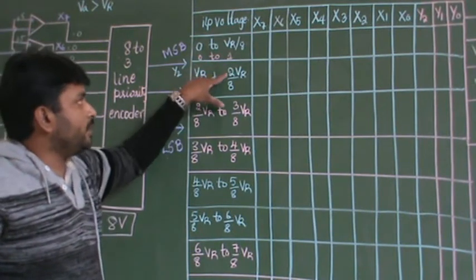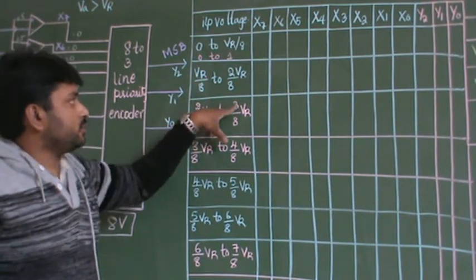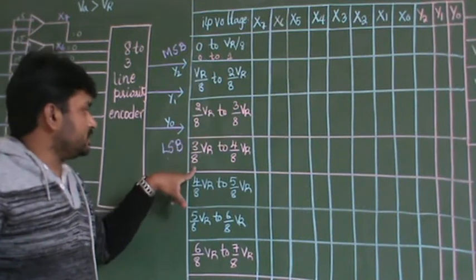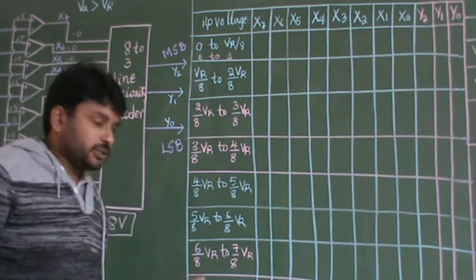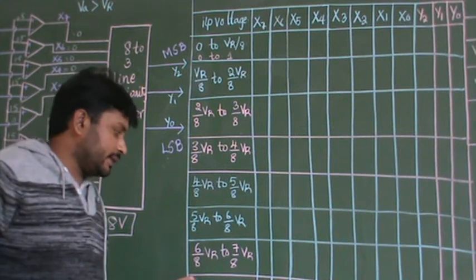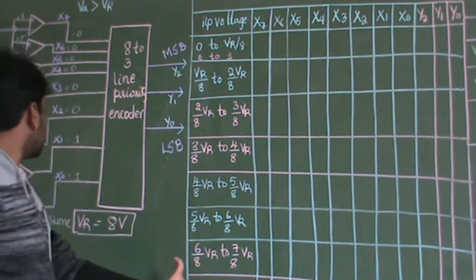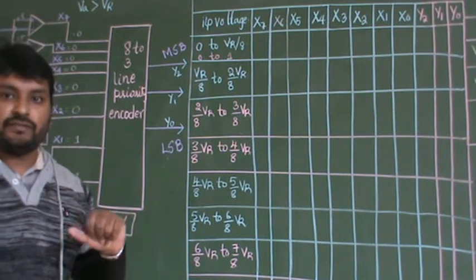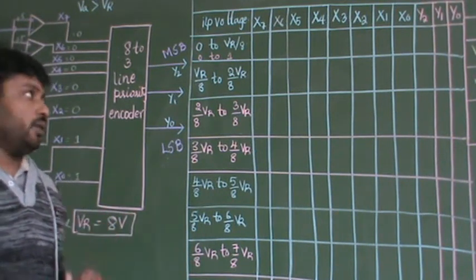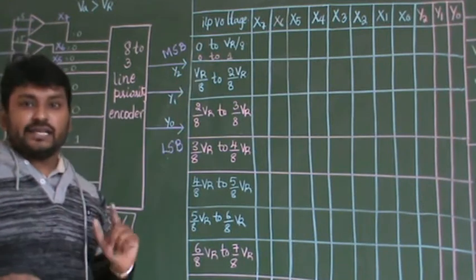VR by 8 to 2 by 8 VR, 2 by 8 VR to 3 by 8 VR, 3 by 8 VR to 4 by 8 VR. So like that it continues till 7 by 8 VR to VR. If you look at these quantities, you can compare those values to the diagram that I explained in the previous video. Now, I have assumed VR as 8 volts.